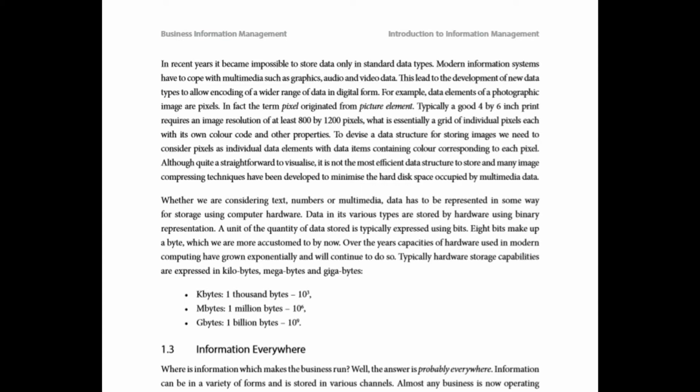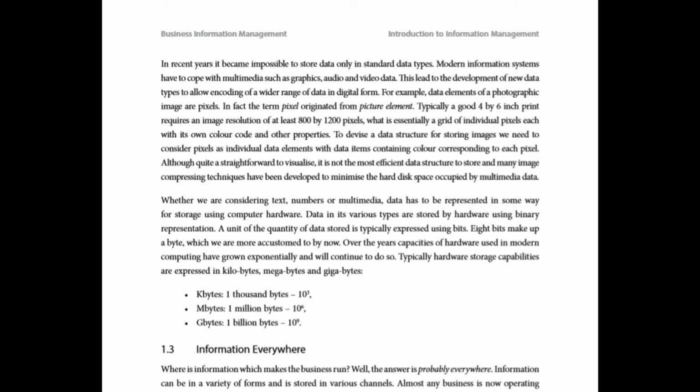Data in its various types are stored by hardware using binary representation. As I discussed earlier, a unit of the quantity of data stored is typically expressed using bits. 8 bits make up a byte, which we are more accustomed to by now. Over the years, capacities of hardware used in modern computing have grown exponentially and will continue to do so. Typically, hardware storage capacities are specified in kilobytes, megabytes, and gigabytes. So kilobytes are 1000 bytes, 10 raised to power 3, megabytes are 1 million bytes, 10 raised to power 6, and gigabytes are 1 billion bytes, 10 raised to power 9, as representations of different volumes of data.